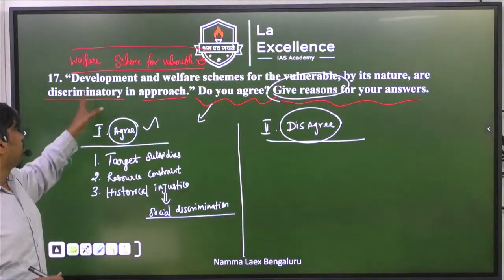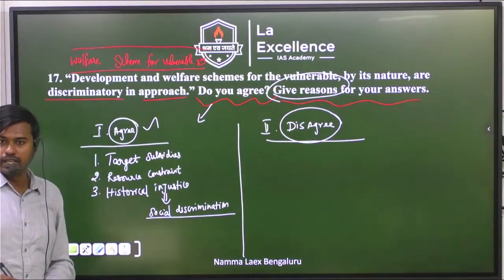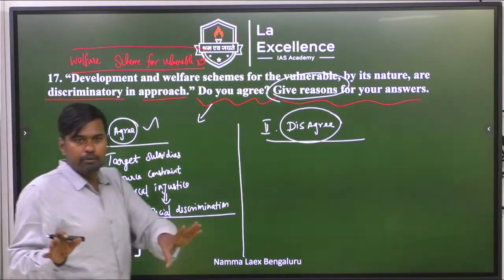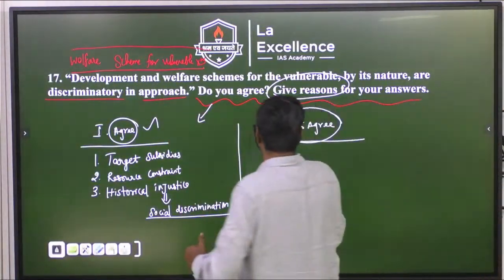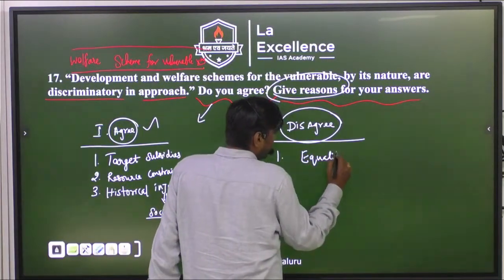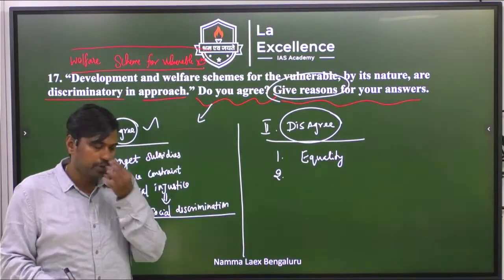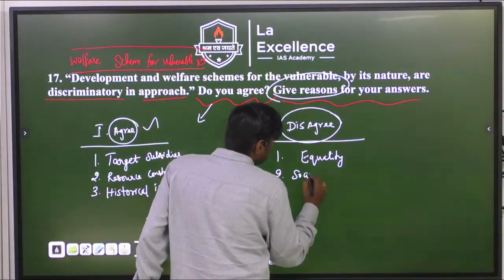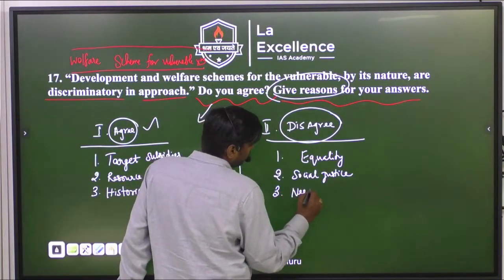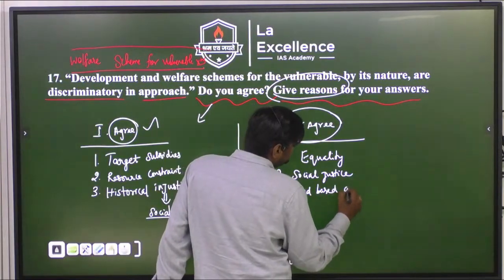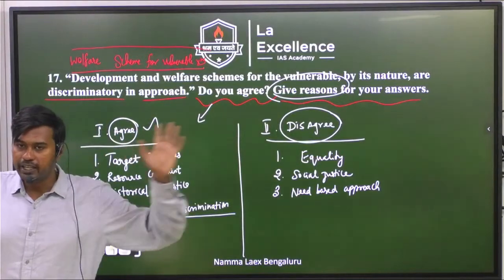See, developmental welfare schemes by their nature are discriminatory in approach, they are saying. You are saying no, they are not discriminatory. Why? Why are we doing these schemes? The scheme's idea is to provide equality to the people. All the people should get benefited. So the rich are already benefited. So we are targeting the poor, and we are also trying to provide social justice to the people. Yes, and we also want to provide a need-based approach. Because of these reasons, I am disagreeing with the above statement.